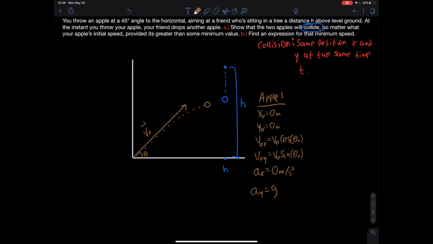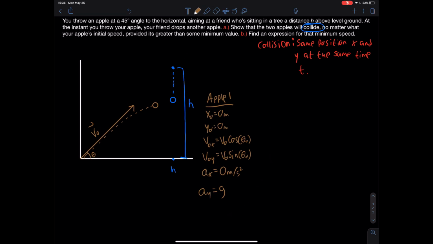And let me slide all of this over just a tad. And so we have quite a bit of information about apple 1. Now let's get some information about apple 2, our friend's apple that he dropped. Well, his initial position in the x direction, we were given as h, and then since he's sitting 45 degrees away from us, by symmetry of the vertical and horizontal split by the angle 45 degrees, we know that he's also at a position h above us.